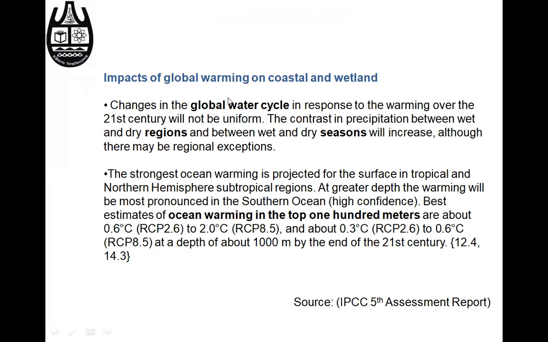The next topic is impacts of global warming or climate change on different coastal and wetland environments. Actually, the impact of global warming or climate change can happen in many sectors throughout the world, and each of the ecosystems has been impacted by global warming. But here the topic is only the coastal and wetlands. So we are going to discuss the global water cycle first, and then we'll see what the impacts are.